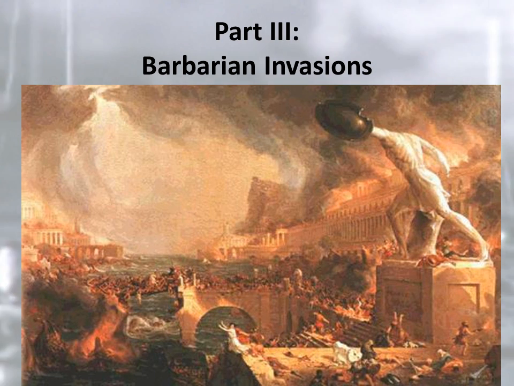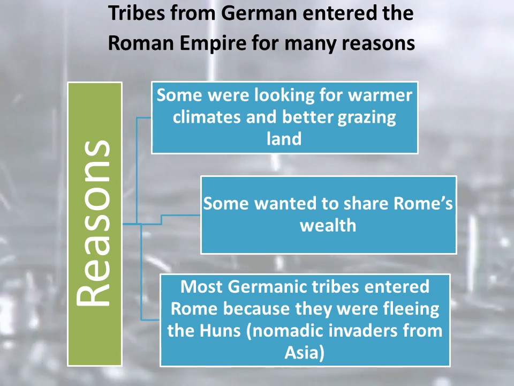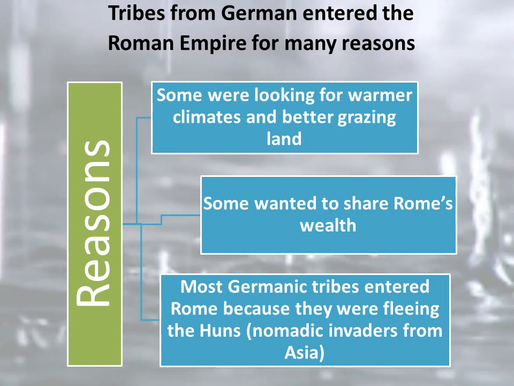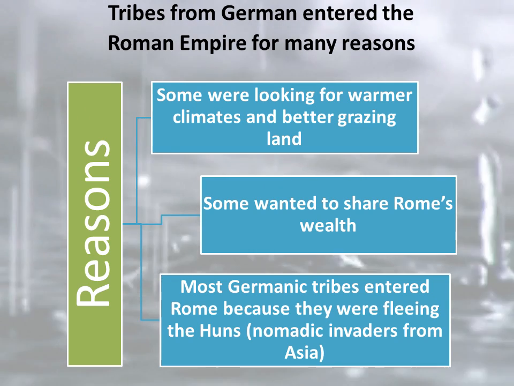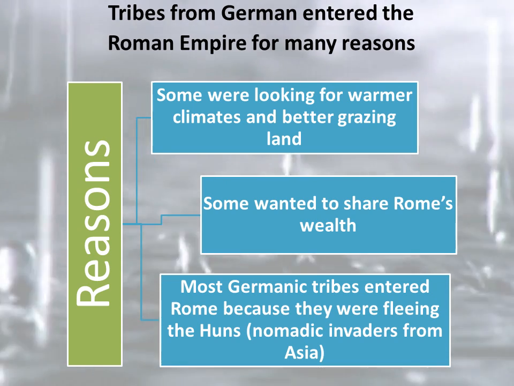Despite the attempts made by Diocletian and Constantine to save ancient Rome, the empire did fall victim to barbarian invasions. Tribes from Germany entered the Roman Empire for many reasons. Some were looking for warmer climates and better grazing land for their animals. Some wanted to share Rome's wealth, or maybe steal it. And most Germanic tribes actually entered Rome because they were fleeing another group, a group called the Huns, who were nomadic invaders from Asia.